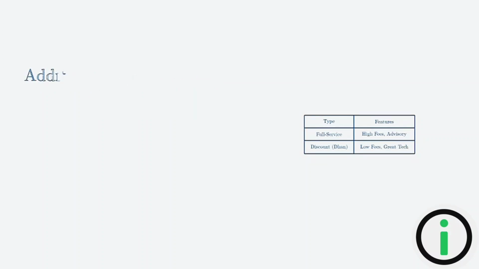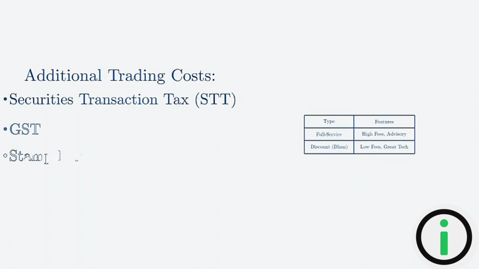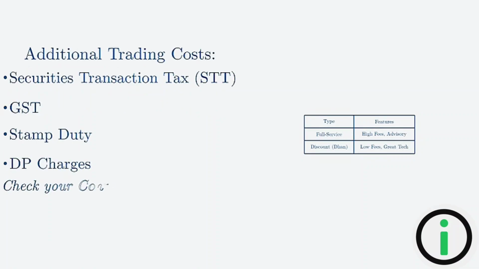However, be aware that the broker's fee is not the only cost. Every time you trade, there are government-mandated charges like Securities Transaction Tax, or STT, GST, stamp duty, and DP charges for moving shares out of your locker. Always check your contract note to see the breakdown of these costs.